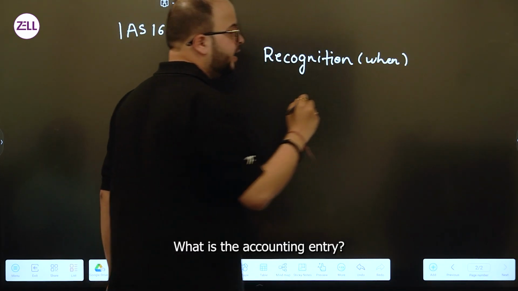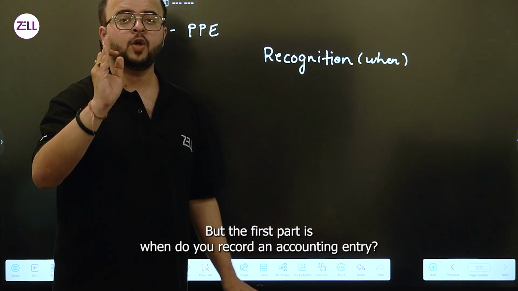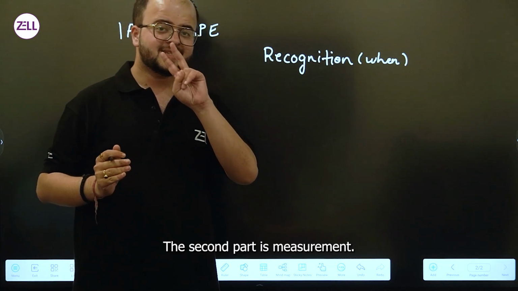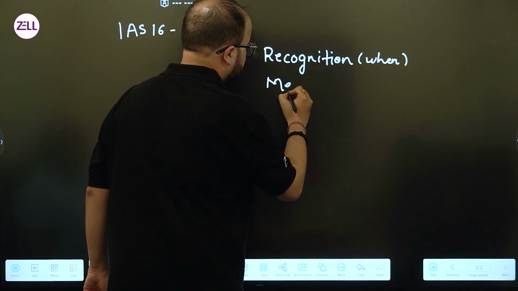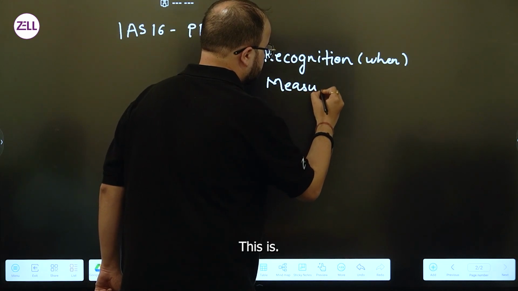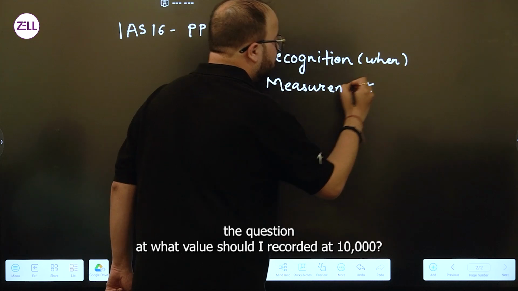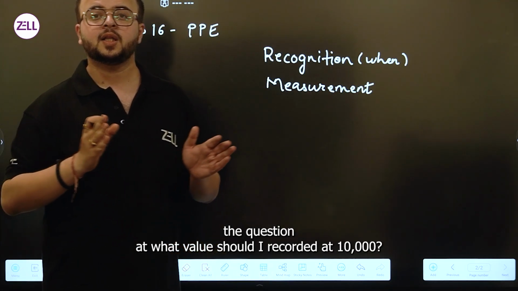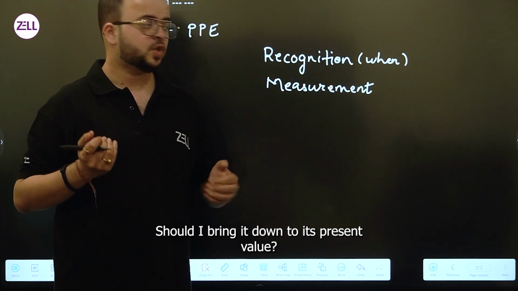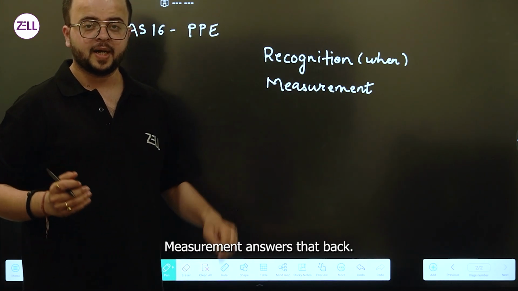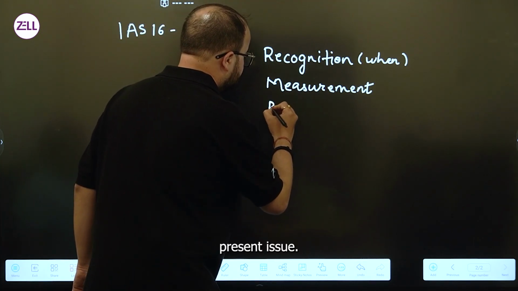What is the accounting entry is something we'll get into a little later, but the first part is when do you record an accounting entry. The second part is measurement. This measurement answers the question, at what value? Should I record it at 10,000? Should I record it at 1 lakh? Should I bring it down to its present value? Measurement answers that part. The third element that you need to be aware of is presentation.